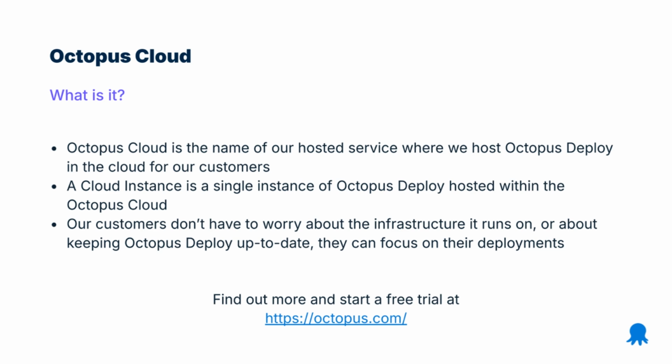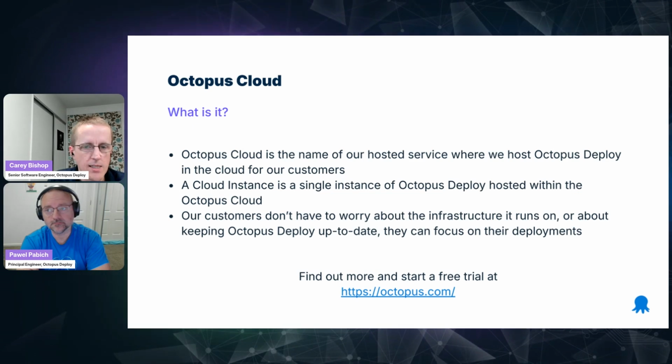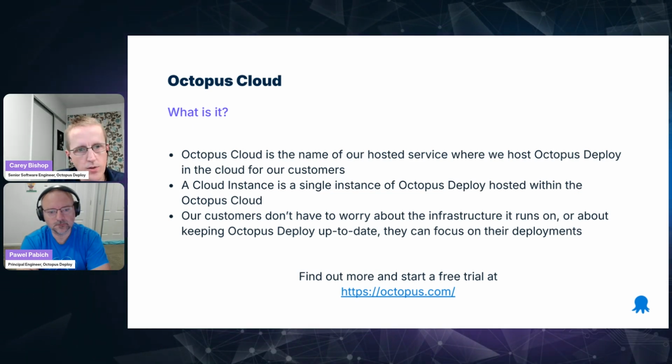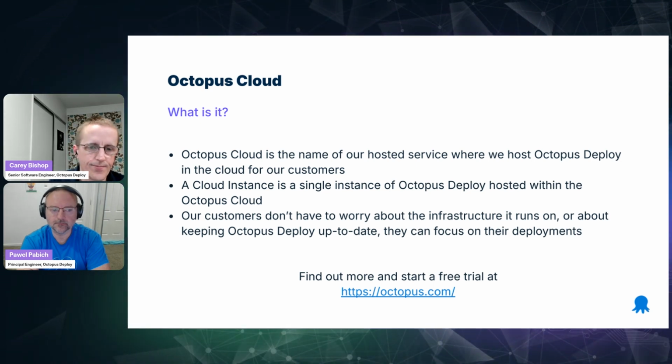So one of the terms that we use here is a cloud instance. So this is referring to a single instance of Octopus Deploy hosted within the Octopus Cloud. And the beauty of having an Octopus Cloud instance is that as a customer, you don't need to worry about the infrastructure that it runs on. You don't need to worry about keeping Octopus Deploy up to date, and you can focus on your deployments.